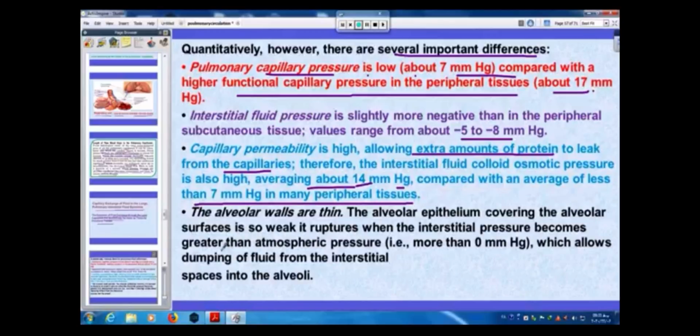And another difference, the alveolar walls are thin. The alveolar epithelium covering the vascular surface is so weak that it ruptures when the interstitial pressure becomes greater than atmospheric pressure, that is, more than 0 millimeters of mercury, okay, which allows dumping of fluid from the interstitial spaces into the alveoli.